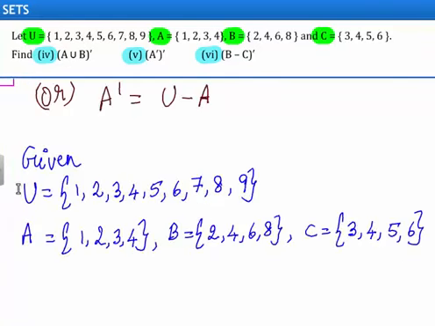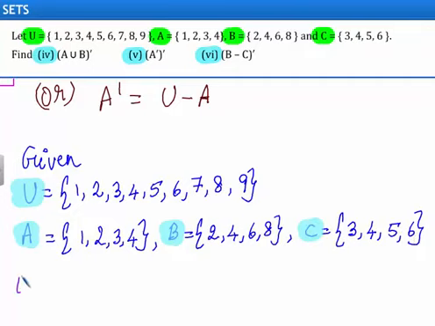Given 4 sets. The first set is the universal set which contains the first 9 natural numbers, and the set A contains first 4 natural numbers. Set B consists of first 4 even natural numbers, and set C is equal to 3, 4, 5, 6.